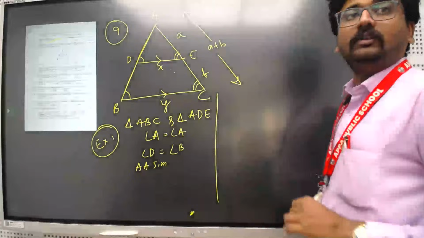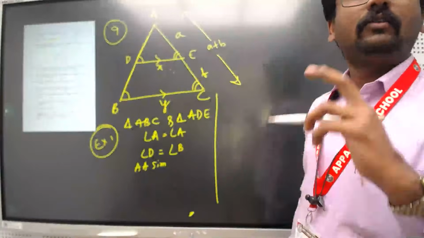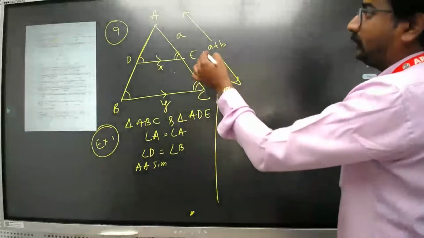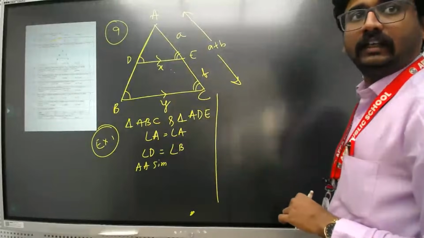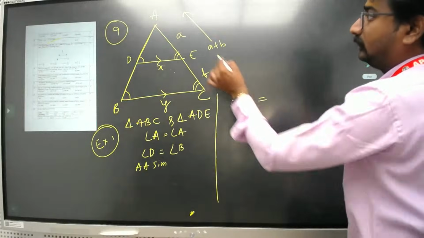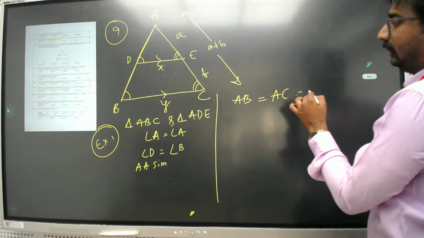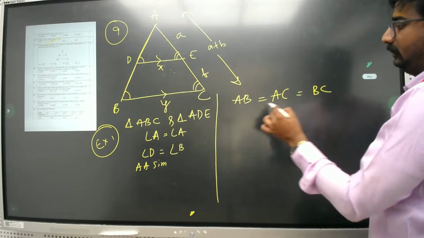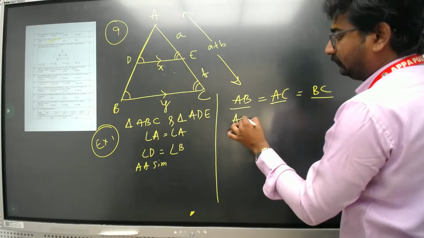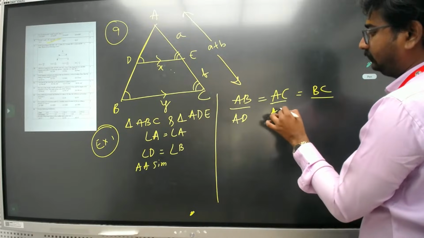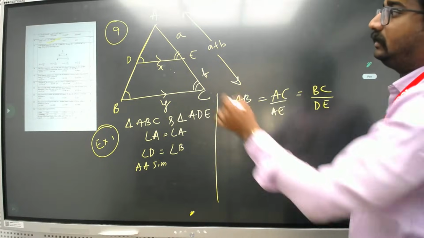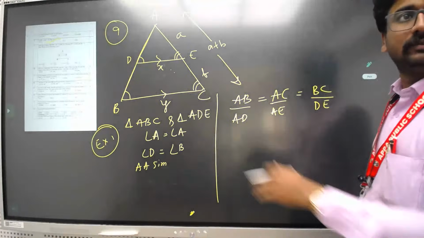Then what should be equal to each other? When two triangles are similar, corresponding sides are proportional. First I will take the largest triangle: AB, then AC, and then base BC. Similarly, now in the smaller triangle, AD is there, then next will be AE, and next will be DE. Okay, AB by AD is not needed, the unknown side is not there, leave it.